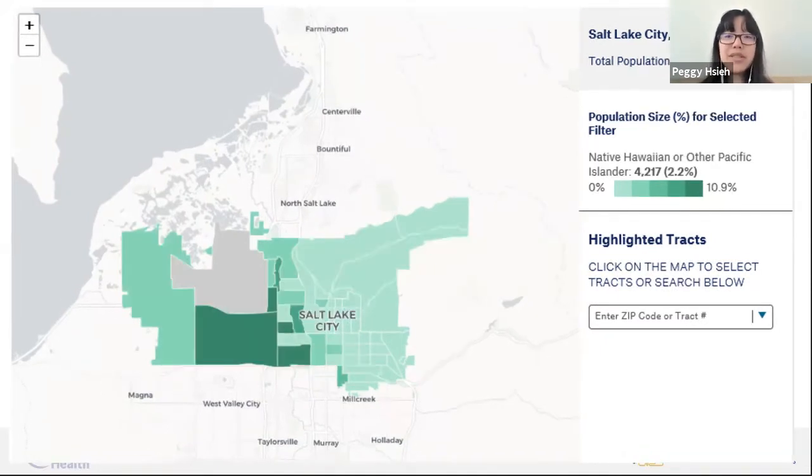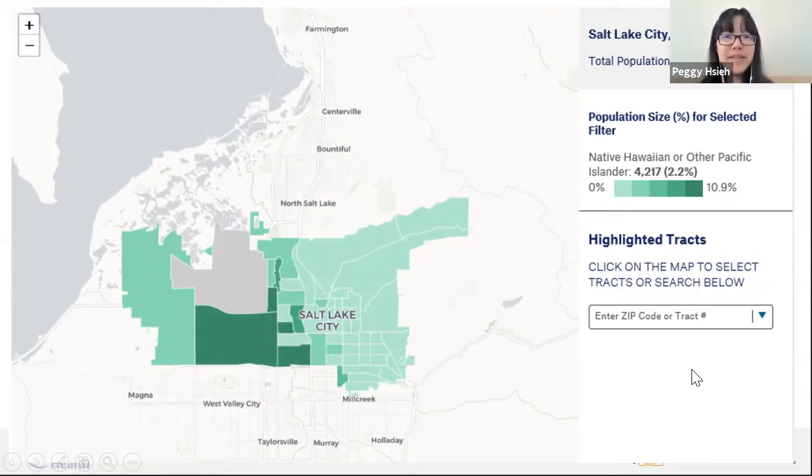And as you can see on the map here, Native Hawaiian or other Pacific Islanders make up about 2.2% of the total city population, and in some neighborhoods up to 10.9% of the specific census tract. And you can see that the darker green neighborhoods are on the bottom left here.